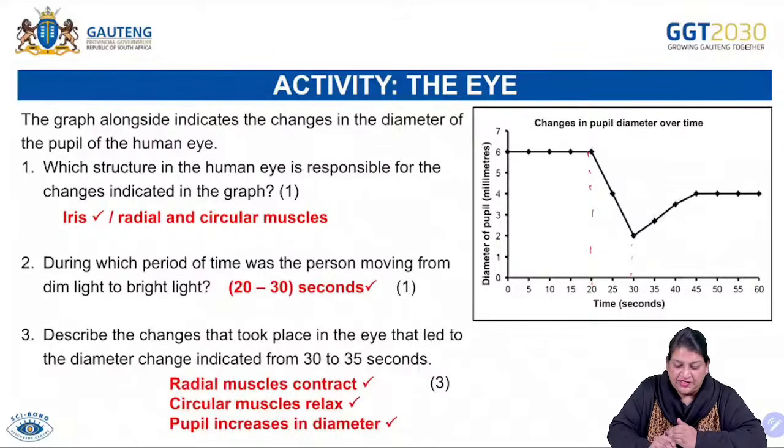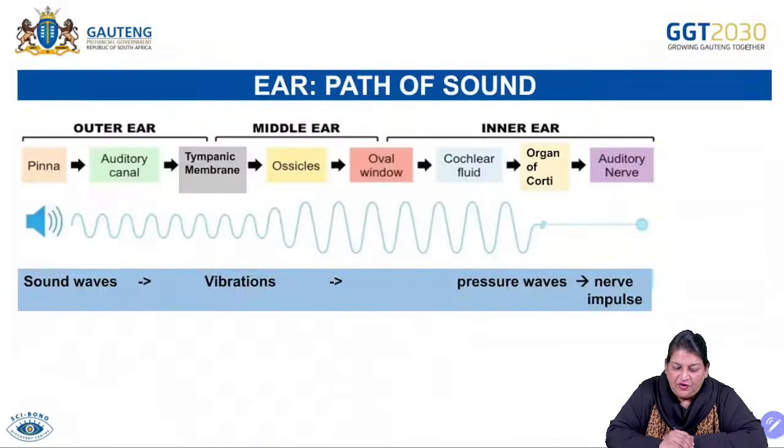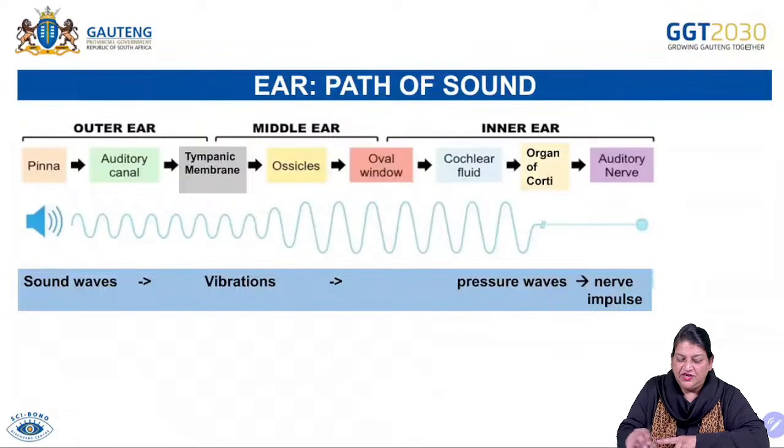Now his radial muscles will contract, his circular muscles will relax, and his pupils will dilate. Okay, now the ear, this is hearing.